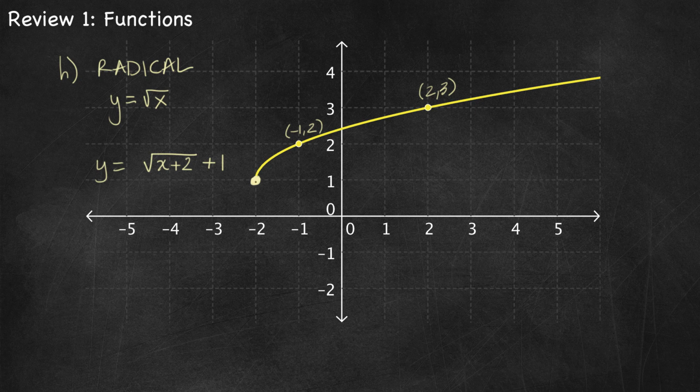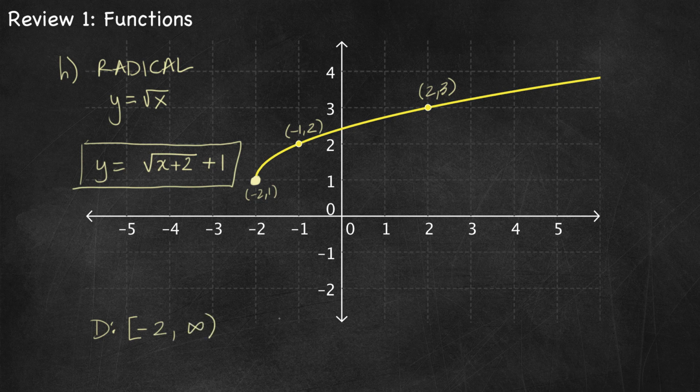I guess I can check this initial point here as well, which is at -2, 1. When x is -2, we get square root of 0 plus 1 is 1. So all 3 points check out. This is my equation for this graph. Now the domain for my function, we're going to include -2, and then it goes to infinity from there. Range, we're going to include 1 and goes up to infinity from there.